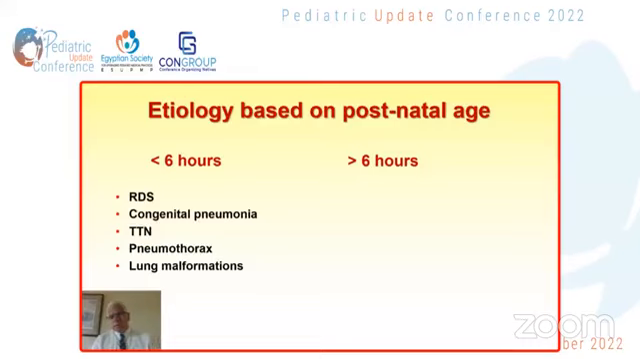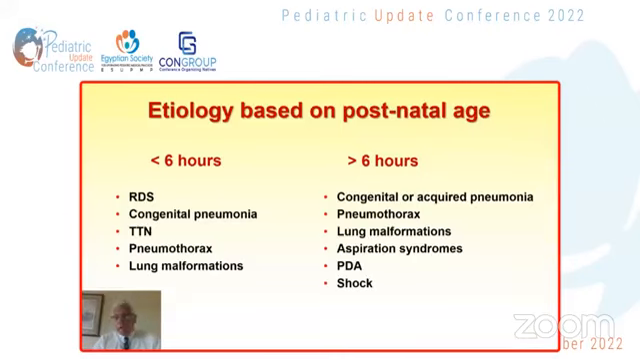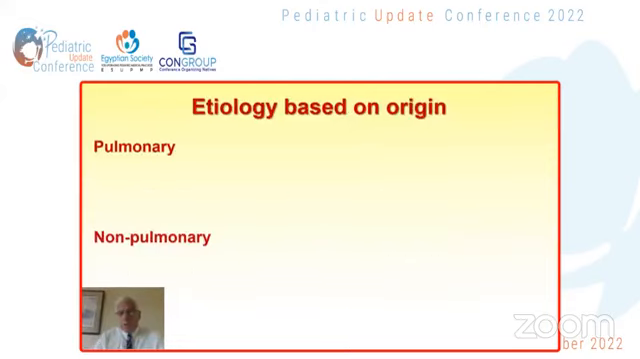When you have a baby whose respiratory distress develops later on, after 6 hours of age, usually you have to think about congenital or acquired pneumonia, a pneumothorax that could develop later on, also a lung malformation, aspiration syndromes, patent ductus arteriosus, especially if it's a premature infant. It could be shock related, or it could also be related to congenital heart disease, as we explained before. And also in babies with significant HMD who develop severe respiratory distress later on, it could be associated with a pulmonary hemorrhage.